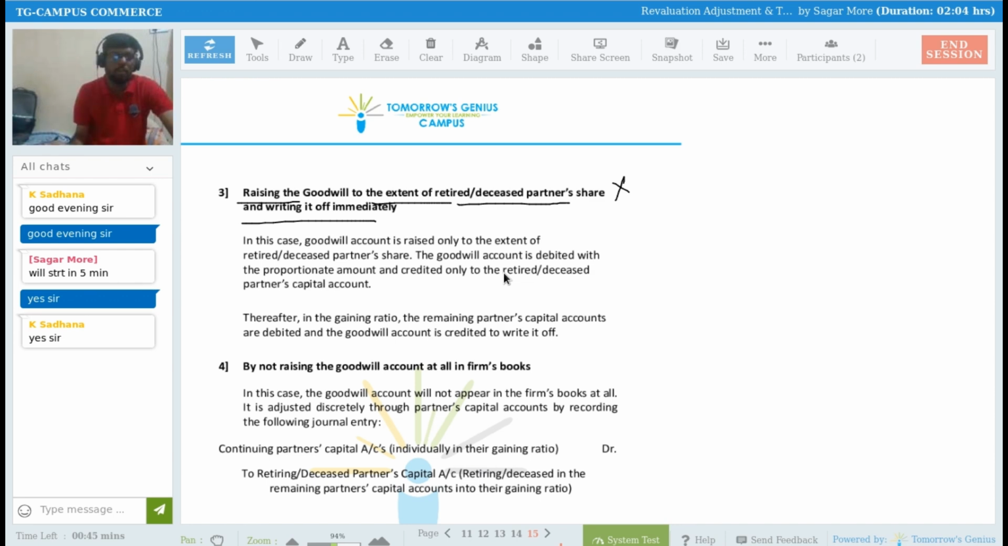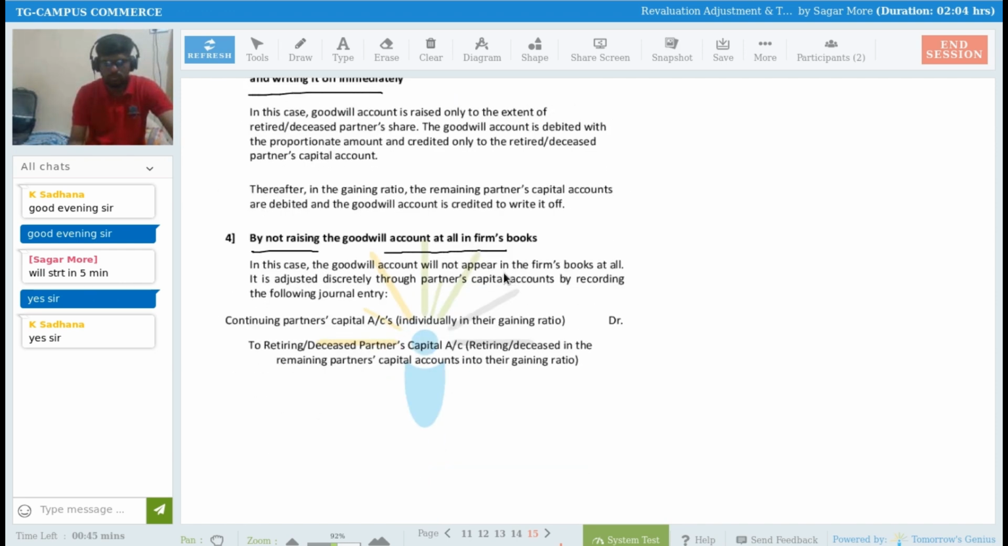You are going to adjust that goodwill between the partners' capital accounts only, by finding out who is the gaining partner and who is the sacrificing partner, and not raising a goodwill account at all in the firm's books. Not raising goodwill simply means whatever goodwill is available in the balance sheet, you have to distribute it among the gaining partner and sacrificing partner. That's it, right? So these are the scenarios available.